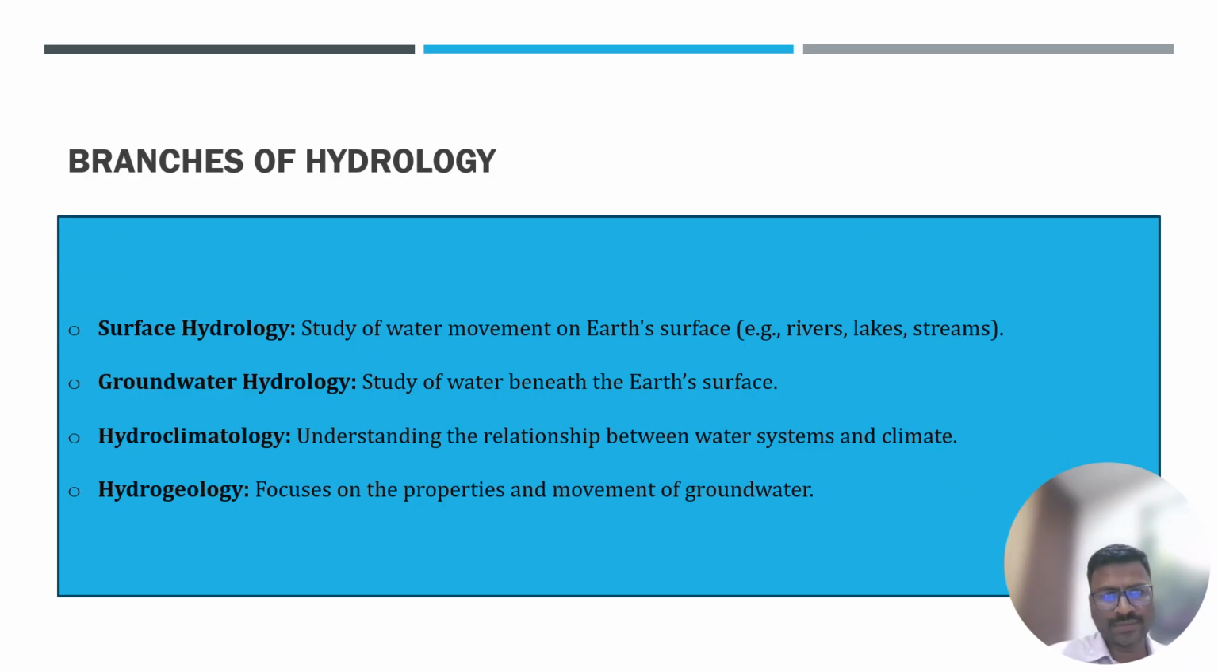So there are several branches of the hydrology. First one is surface hydrology. In surface hydrology, we'll talk about the surface water features like lakes, rivers, and streams. Okay, the groundwater hydrology. So we'll study what is beneath the earth surface. Okay, and next one is hydroclimatology. In hydroclimatology, we need to understand the relationship between the water system and the climate. So we are linking climate along with the water cycle. And the next one is hydrogeology. So we have to focus on the property and the movement of the groundwater. So these four are the key branches of hydrology.